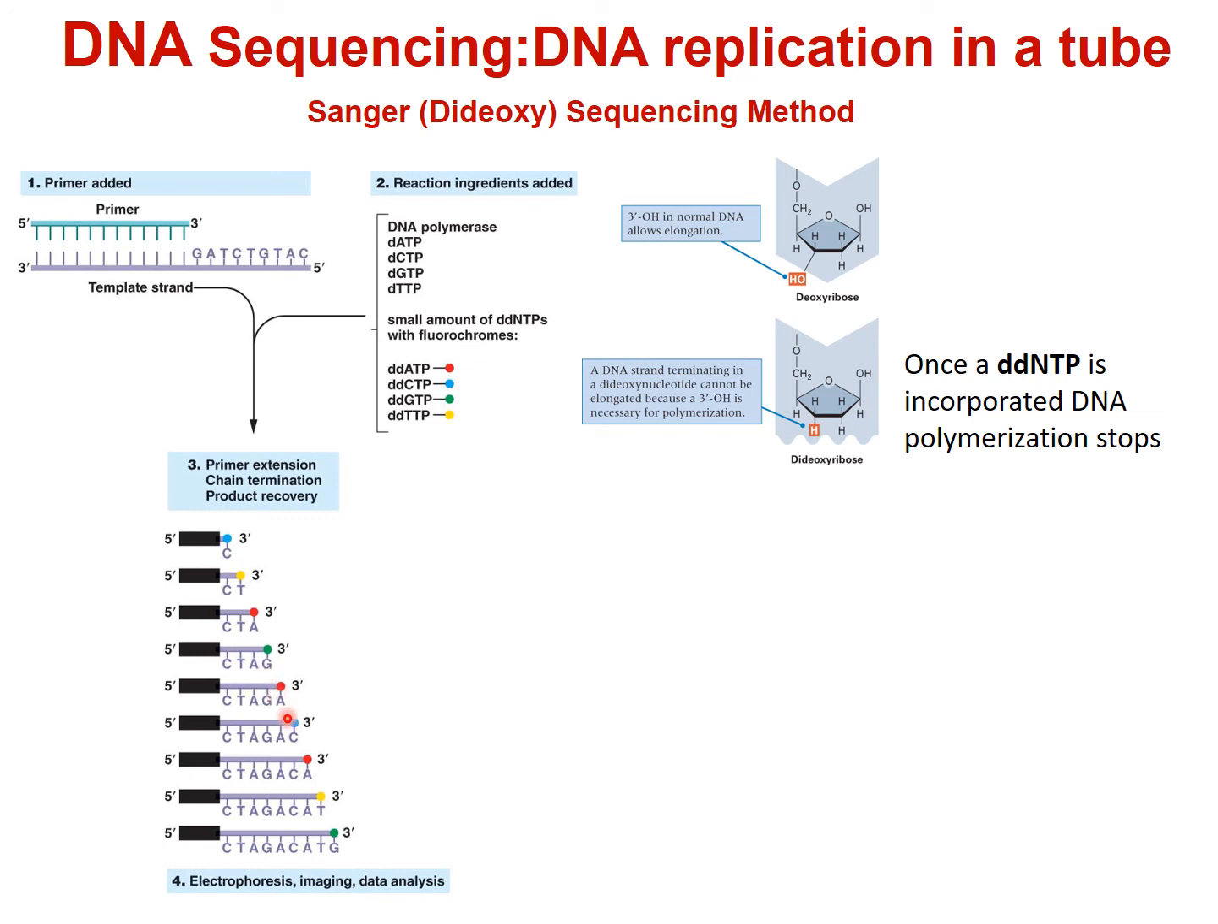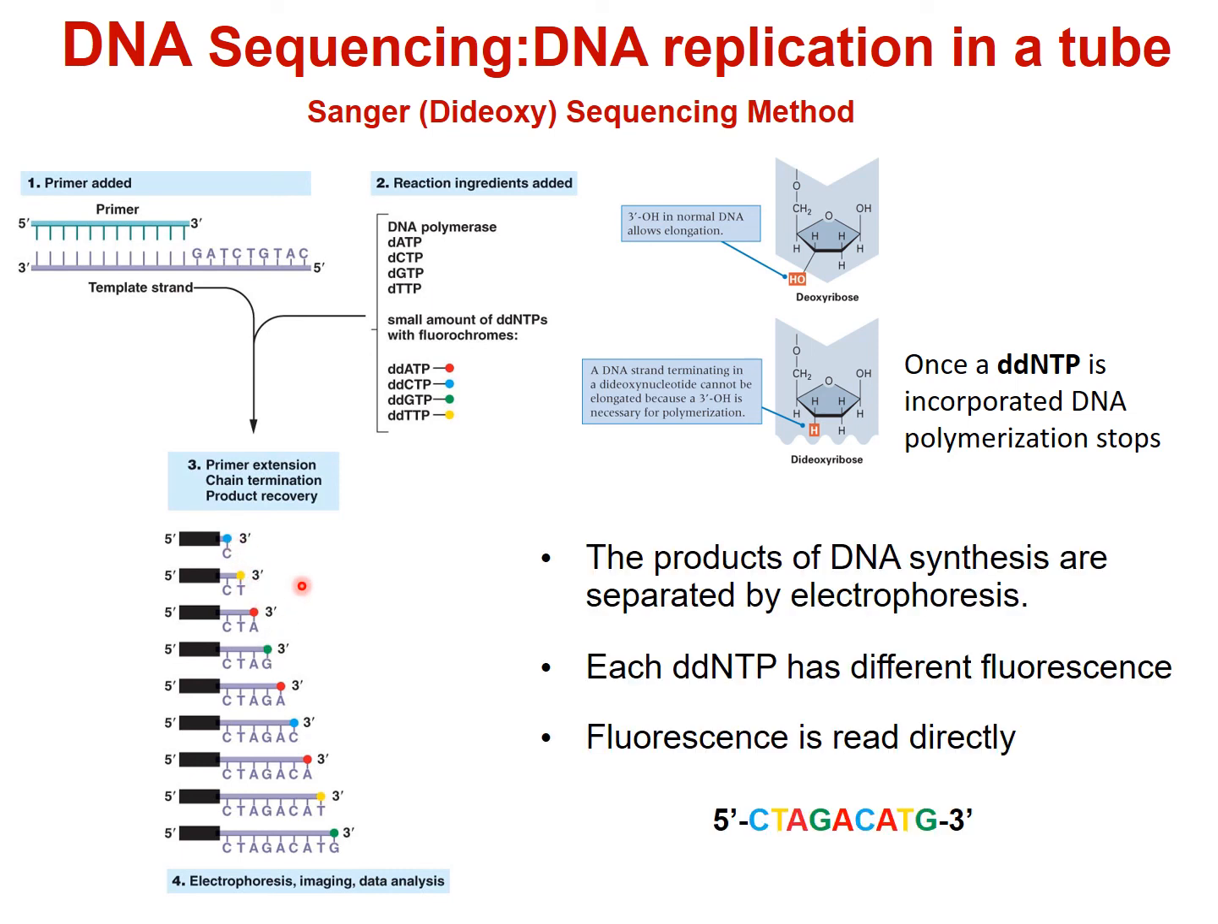And so this proceeds for each position. So we'll get normal synthesis, and then a dideoxy gets put in. Normal synthesis, and then 1 base later, we'll get a dideoxy put in. So what you can see is that we now have a bunch of different molecules that each differ by 1 nucleotide. Now, at the 3' end of those, the dideoxynucleotide that was incorporated has a fluorophore. And so they have different colored fluorophores for each nucleotide.